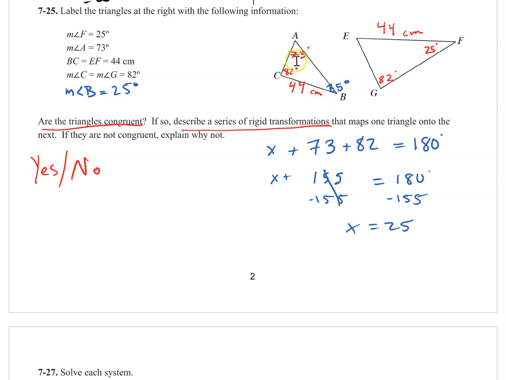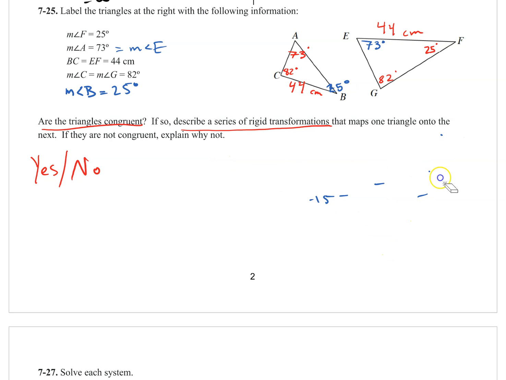Looking at the other triangle, this is 73, 82, 25. So since this is 82 and 25, by process of elimination, that should also be 73. So measure of angle A and measure of angle E, these are both 73 degrees.